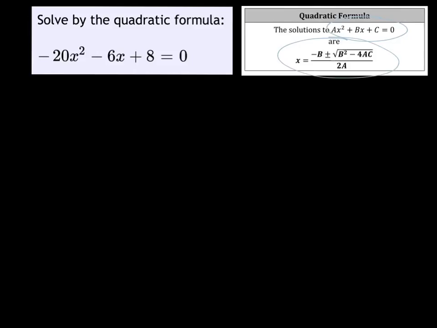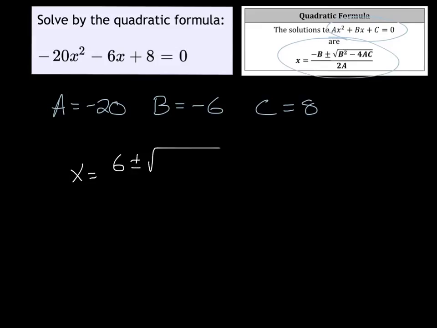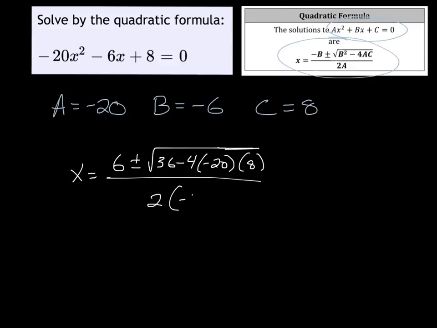Alright, so first to identify those coefficients, in this case a is negative 20, b is negative 6, and c is 8. Okay, so writing these in the quadratic formula, I would get that x equals negative b, which is 6, plus or minus the square root of b squared, which is 36, minus 4 times a, which is minus 20, times c, which is 8.